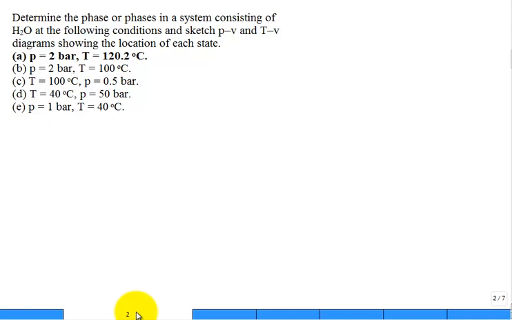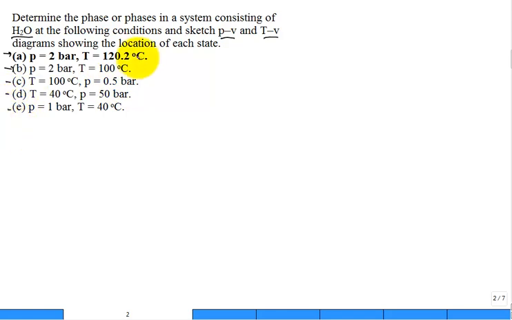Let's take a look at this problem. Determine the phase or phases in a system consisting of water at the following conditions and sketch the PV and TV diagrams showing the locations of each of these states. For case A, the state is defined by pressure and temperature. Then case B, pressure and temperature. Case C, temperature, pressure, D, and E.